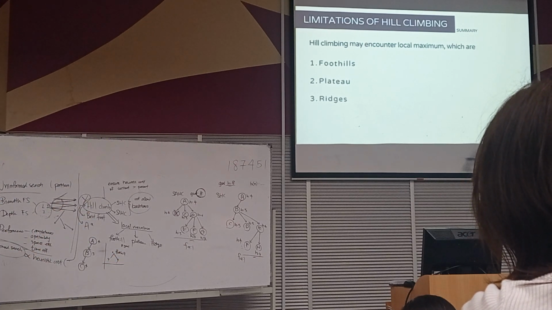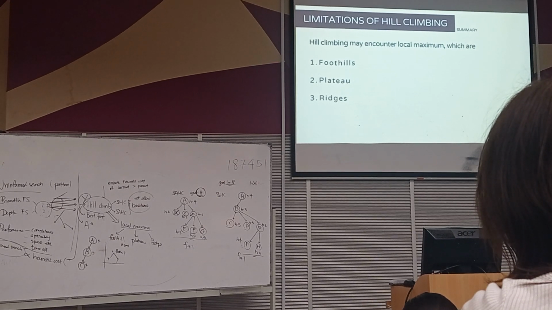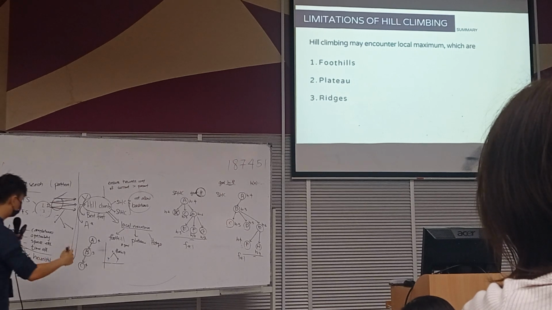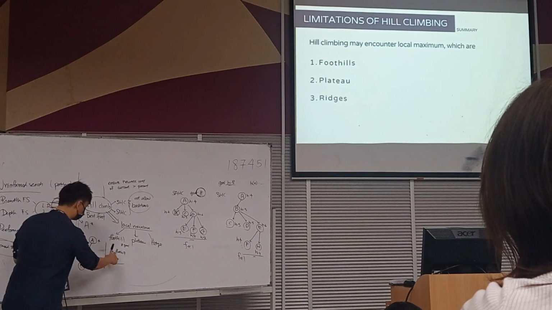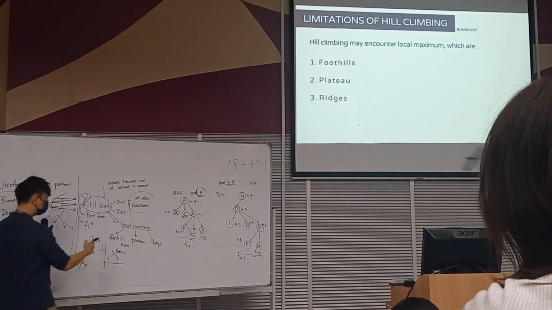Okay, foothill. Yeah, what is the Chinese for foothill? 山脚，山丘. It's just a small hill lah. You have a big picture here, you have a big goal here, but it's just a small hill. So this is called foothill, a small hill here. Okay, so what is plateau?